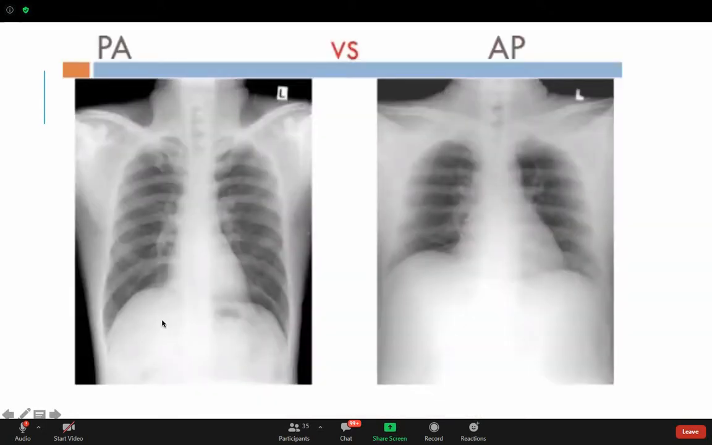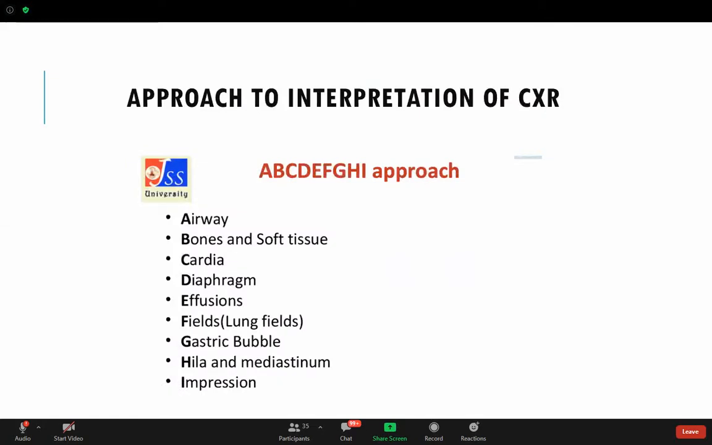Allah يعطيكم العافية. Okay, so this is just an example of the PA and the AP. For the same patient, same exposure, you can see the PA is nicer, more telling than the AP. Okay, so we're not going to go over how to approach a chest X-ray because you guys should know it by now, but this is just to outline that there are many ways people teach you how to approach chest X-ray and how to do the interpretation.